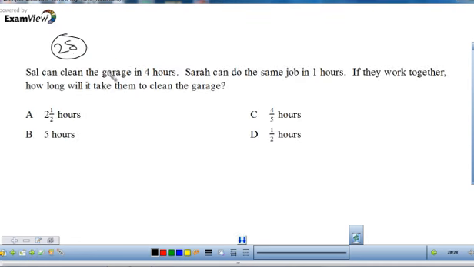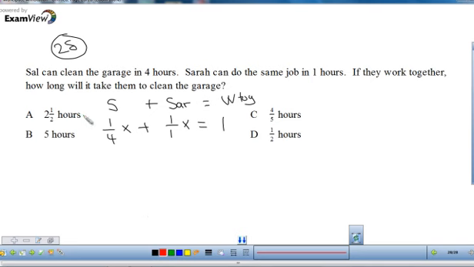Okay, so Sal can clean the garage in 4 hours. Sarah can do the same job in 1 hour. If they work together, how long would it take them to clean the garage? So this is a work problem. So remember, we have Sal plus Sarah equals their work together. So Sal can clean the garage in 1 out of 4 times the time together. Sarah can do the same job in 1 hour, so 1 out of 1. And how many garages do they want to clean? 1.